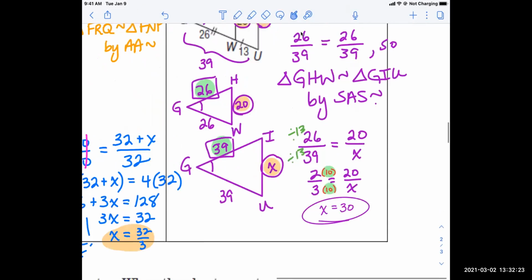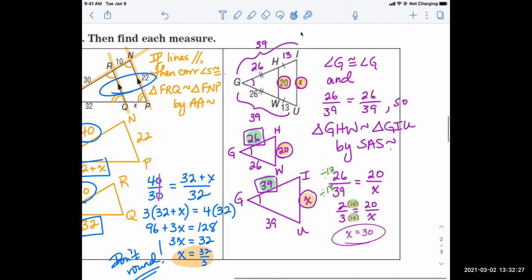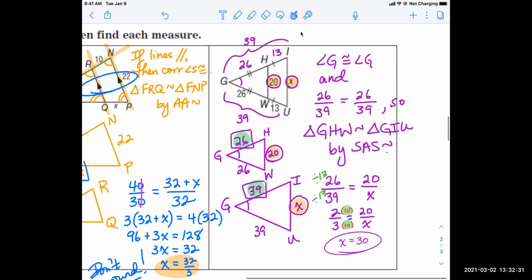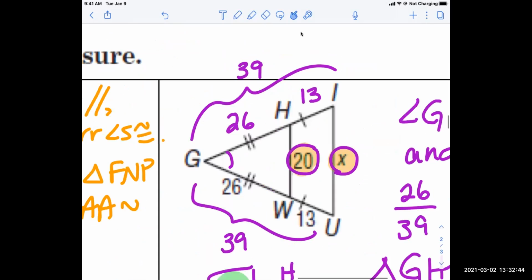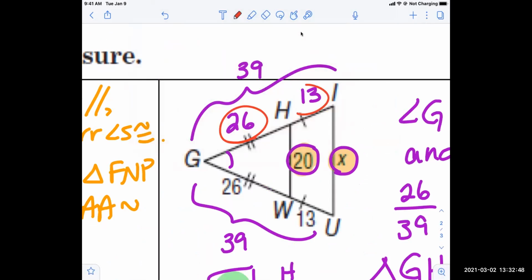What is the scale factor of the two triangles? Let's do the small and the big. What's the scale factor of the small one to the big one? If you say 3 to 2, that's definitely big to small. 2 to 3. So why is it not 2 to 1? Why is the scale factor not 26 over 13 or 2 to 1?